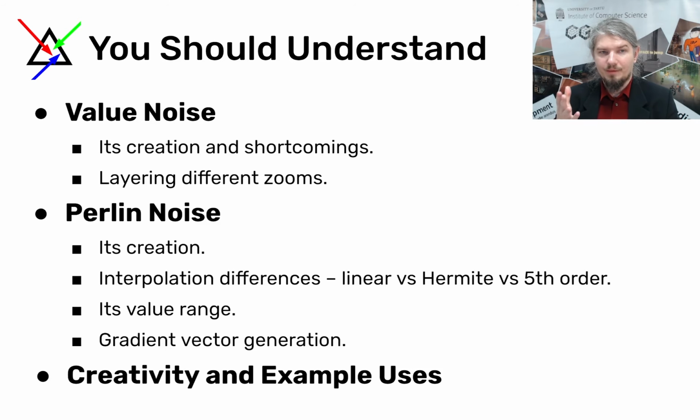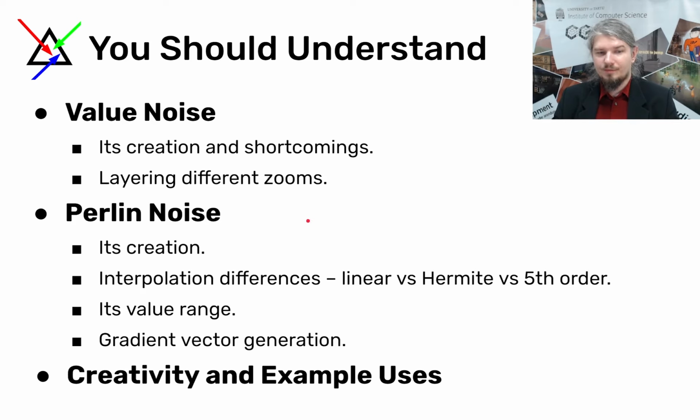So from this video you should understand value noise, a very simple noise. You just take random values and interpolate. You learned how to create this noise and what its shortcomings are. And you also learned this technique of layering different layers of noise. Of course you can do the same technique with gradient noise as well, even though we just saw it with value noise. If you layer it, you can create clouds and different fog effects that look relatively random.